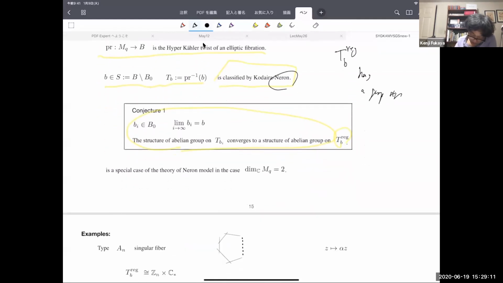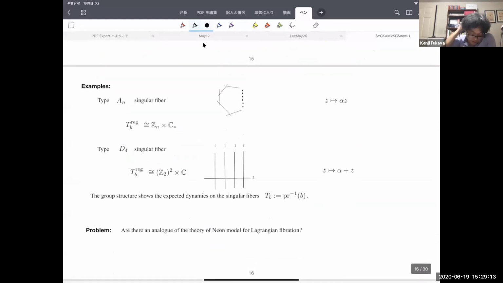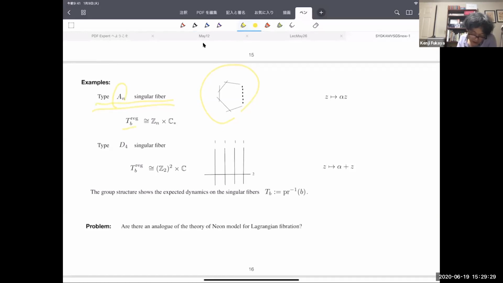So let me show you a few examples of how it works. I just take 2 examples. Let me take the A_N singular fiber. You have N copies of S2 which intersect in this particular way. And this is from the Kodaira classification table. So we take the regular part. It means that you remove all these intersection points. So you have N copies of C star, C minus 0.